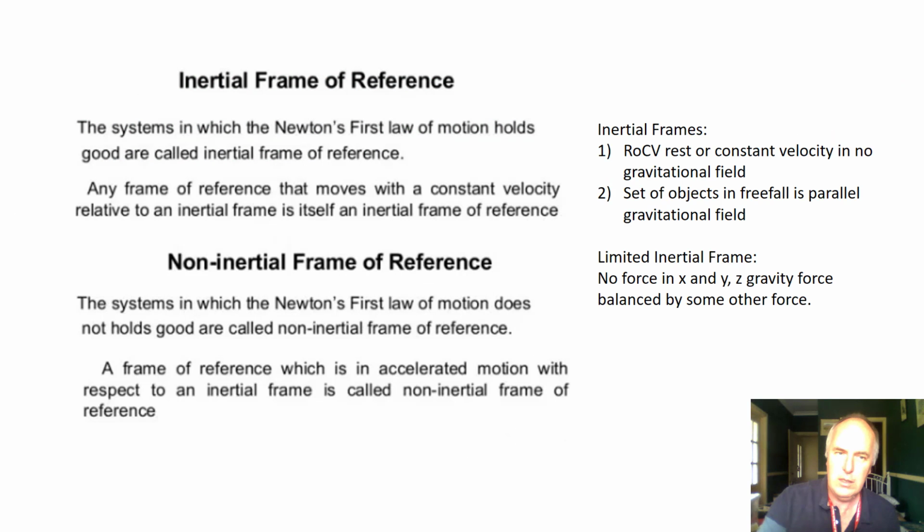The next thing is, what is an inertial frame of reference? We'll read the actual strict definitions here, and then we'll start to unpick that a bit more to get into the school definitions, where it's a bit woolly. Now, the inertial frame of reference: the systems in which Newton's first law of motion holds good are called inertial frames of reference. That's a strict definition. Newton's first law is that something at rest or travelling at a constant velocity, or a constant speed and direction, will remain at rest or at a constant speed and direction unless an external force is acting on it.